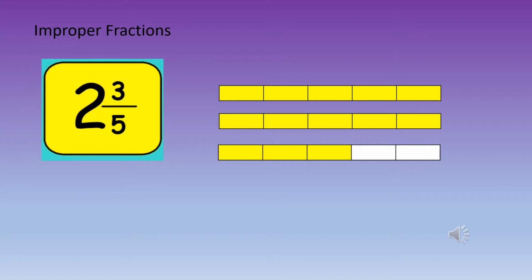There's also something called improper fractions, and this is where the fraction isn't written as a mixed number, so 2 3/5 would be written all as a fraction. So we can see in our diagram that 2 3/5 is depicted as 2 wholes and 3/5. But if we count how many fifths altogether, 5, 10, 11, 12, 13, we can clearly see that if we write that as an improper fraction, that would be 13 over 5, 13/5.